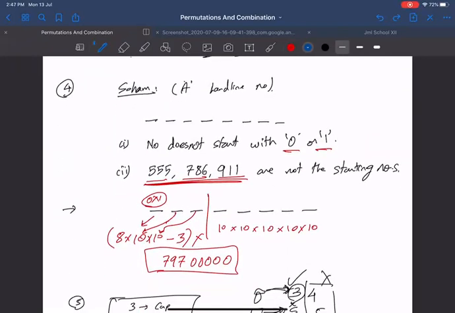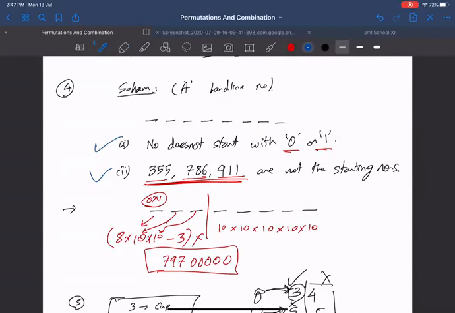Next, there is a guy, Soham. He wants to guess his girlfriend's landline number. What he knows is these 2 things: her number doesn't start with 1 or 0, and numbers like 555, 786 and 911 are not the starting series. So the number is not starting with 555, 786 or 911.